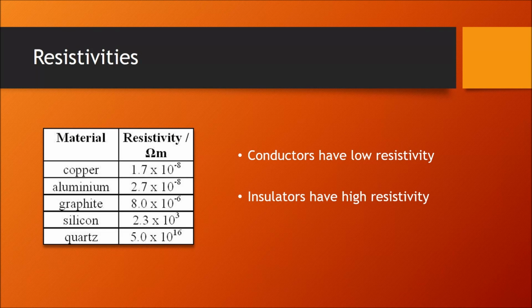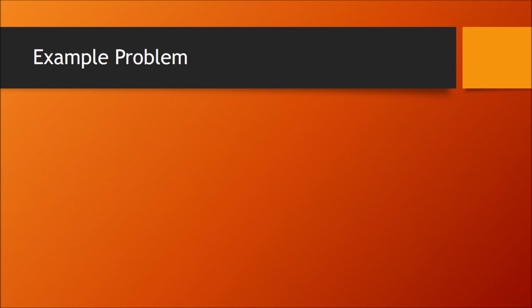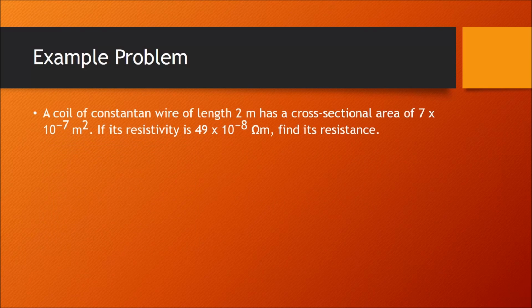Now that we know what everything is, let's find out the resistance of a wire. Here, we have a coil of constant wire of length 2 meters that has a cross-sectional area of 7 times 10 to the negative 7 meters squared. If its resistivity is 49 times 10 to the negative 8 ohm meters, find its resistance.